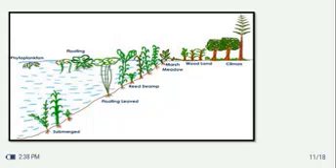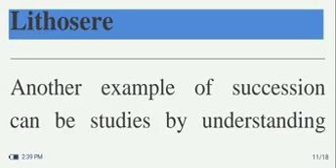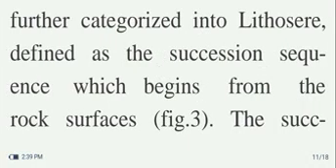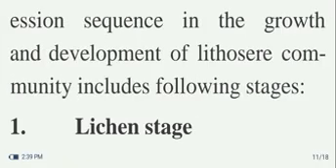Process of succession in lithosphere. Another example of succession can be studied by understanding the succession occurring on dry land. The succession initiating from dry land is called xerarch. Xerarch or xerosere is further categorized into lithosere, defined as the succession sequence which begins from rock surfaces. The succession sequence in the growth and development of the lithosere community includes the following stages.